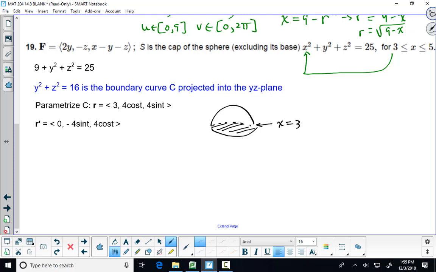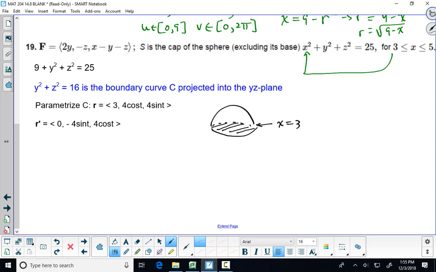Okay, so to parameterize it, pretty simple. We have a circle of radius 4 centered at the origin in the yz plane. That's 4 cosine, 4 sine. Right, that gets us a circle. But then we're in the x equals 3 plane. So the x component is going to always be 3. So that will get us our parameterization. Take the derivative of the parameterization, and we have that.